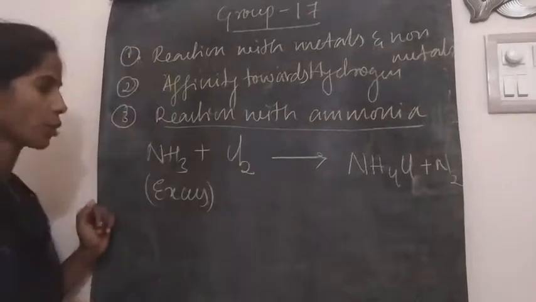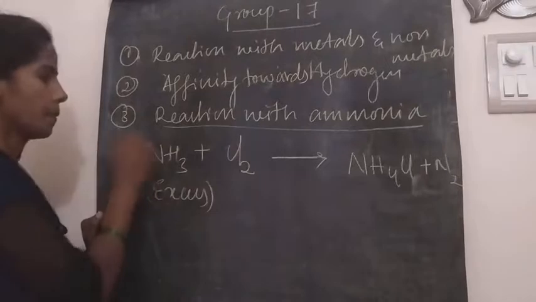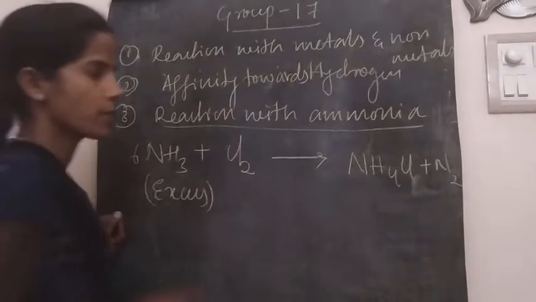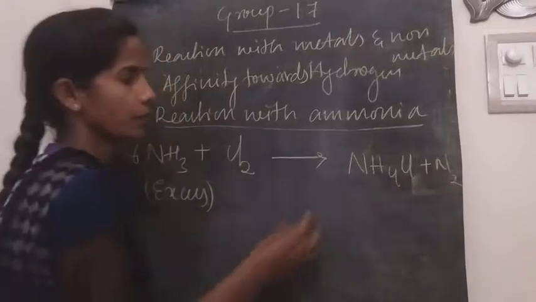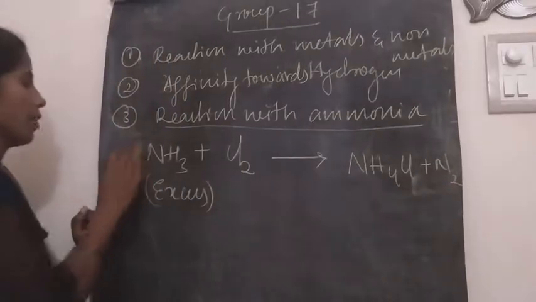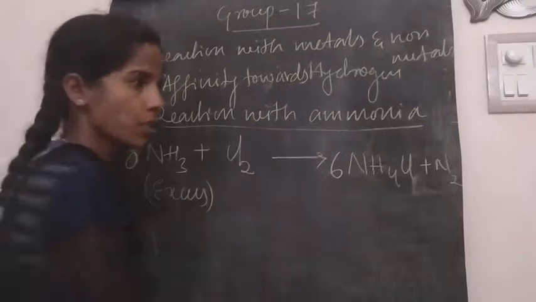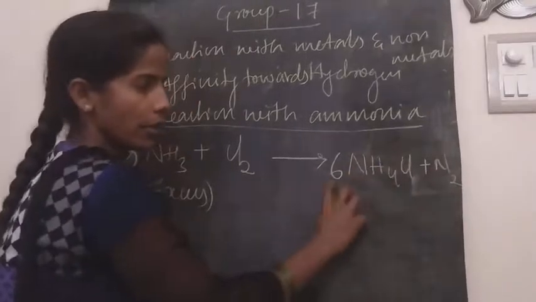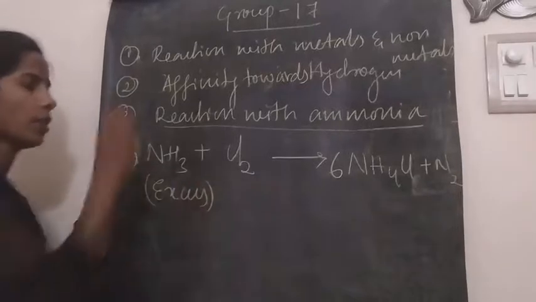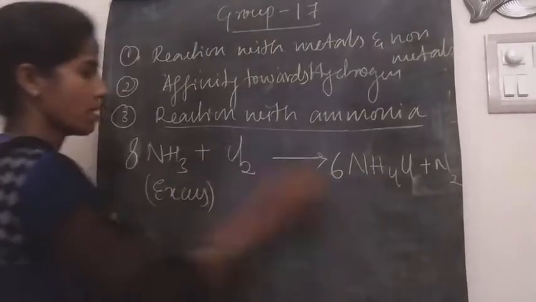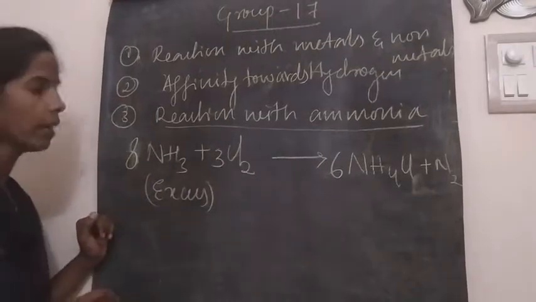To balance the reaction, 6 ammonia molecules react here. Therefore here N2. 8 ammonia molecules react. You get 6 NH4Cl and N2. Nitrogen 6 plus 2, 8. Therefore I have taken 8 ammonia molecules. And how much chlorine is there? 6. Therefore 3Cl2. The ratio of ammonia and Cl2 is 8:3.